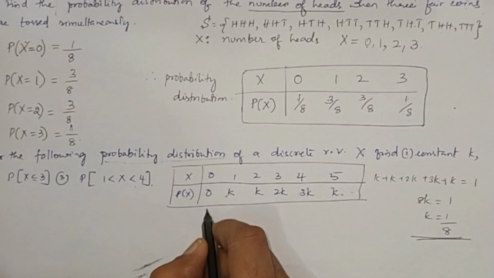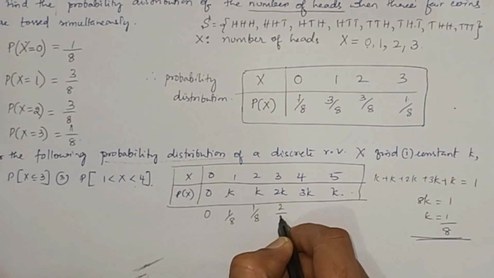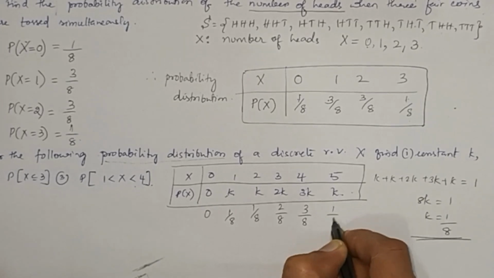So you will get here 0, k is 1 by 8, 1 by 8, 2 by 8, 3 by 8, 1 by 8.